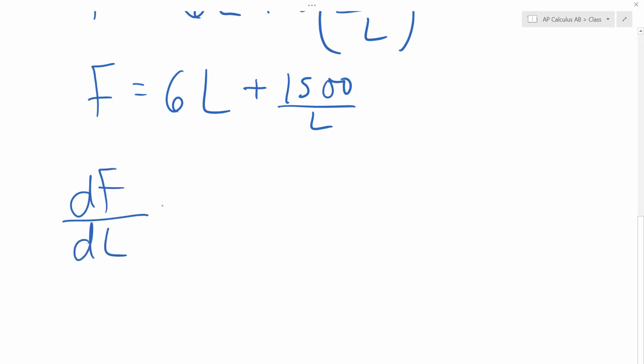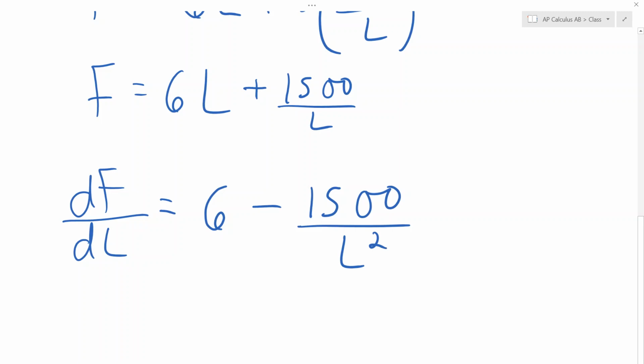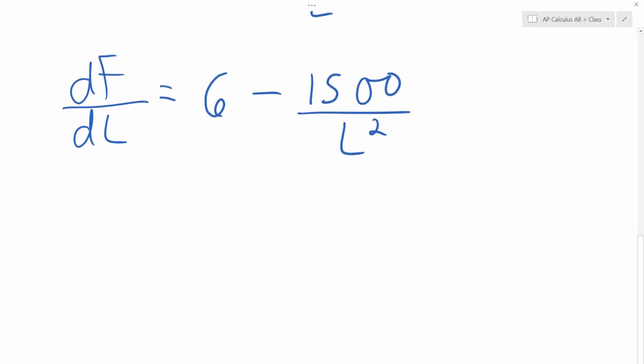So the derivative of F with respect to L, look how easy this is: 6 minus 1,500 over L squared. That's the power rule there, because this is really 6L plus 1,500 L to the negative 1, right? So it's the power rule there. And there's no dL/dt or anything here. We're not deriving with respect to time. We want to know where that's 0.